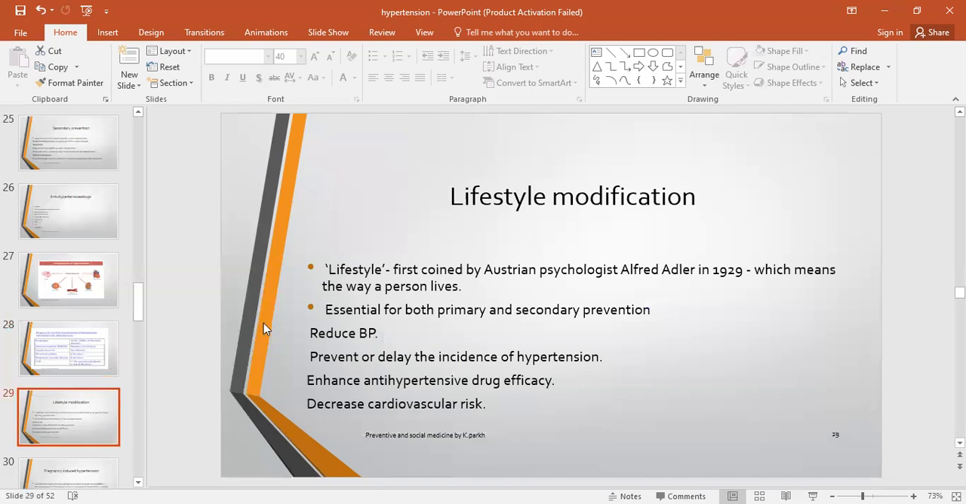In the lifestyle modification, lifestyle was first coined by Austrian physiologist Alfred Adler in 1929, which means the way a person lives. It is essential for both primary and secondary prevention. It reduces blood pressure, prevents or delays the incidence of hypertension, enhances antihypertensive drug efficacy, and decreases cardiovascular risk.